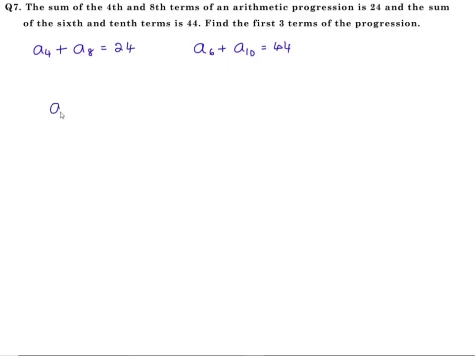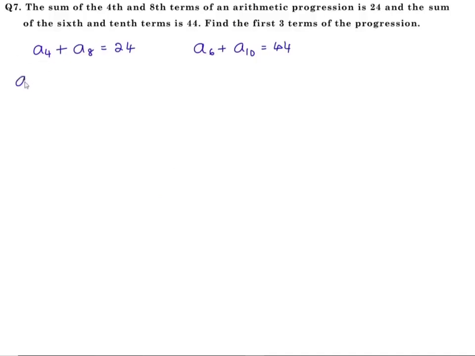How? A4 is what? By general form, a plus 3d. In the same way, what is a5? a plus 4d. If I need to find out a 12th term, that is a plus 11d. What is a6? a6 is a plus 5d. What is a10? a plus 9d. What is a8? It is a plus 7d. So substitute the values.